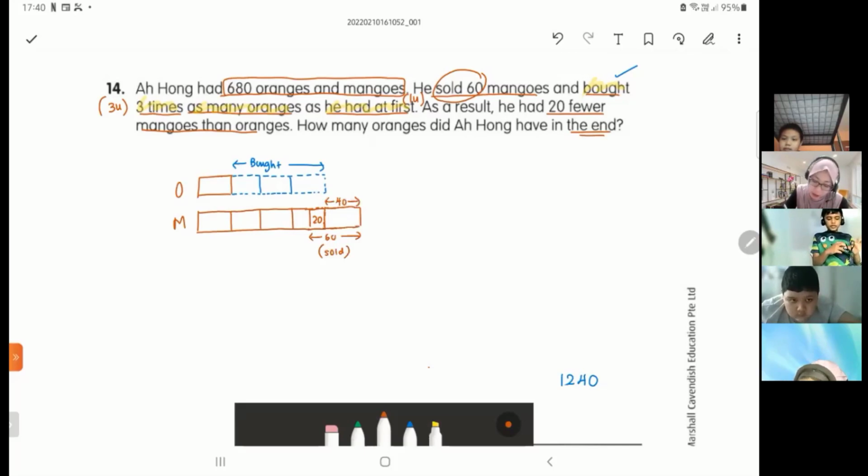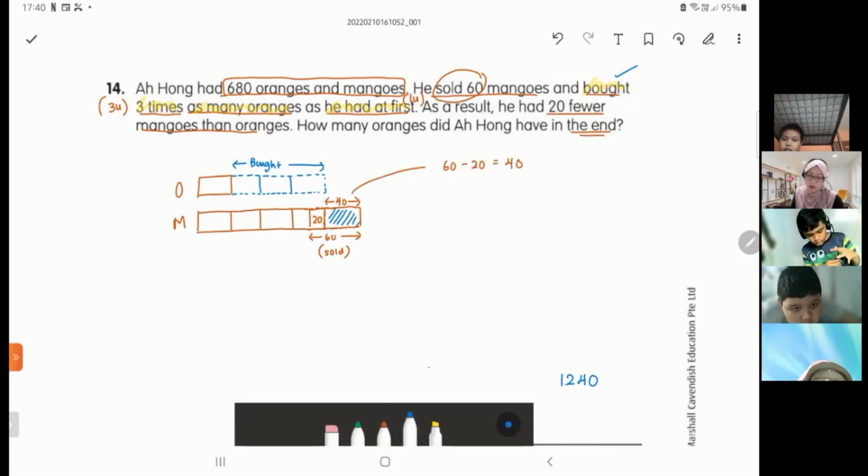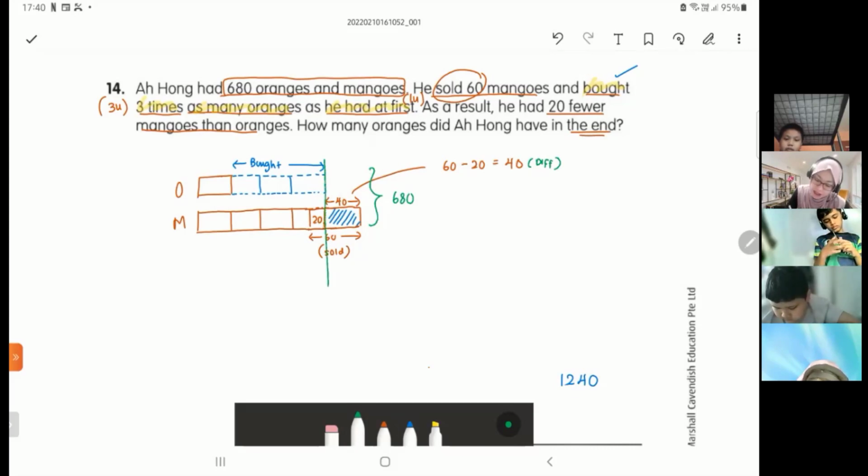How do I get that 40? How do I get this 40? 60 minus 20, I get 40. Okay, which is actually this part of the model, which is actually not required. So the total is 680. Can you see this? Okay, now we find out the difference already. This is called the difference. The difference means the model stops here actually. So the difference is 40. 60 minus 20, I get the 40. That is the extra part there. The extra is at the side.